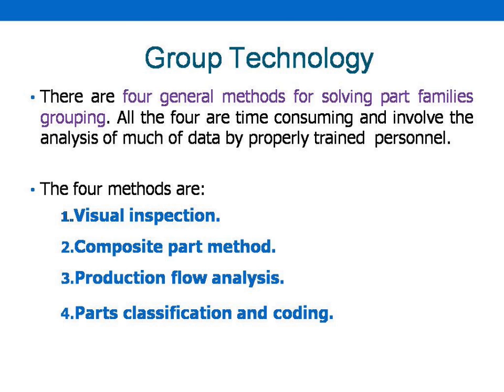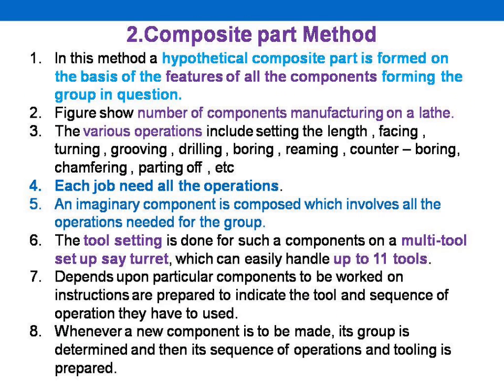As the name suggests, composite part method. So what is composite? Composite is when we use different materials and make one thing. In composite we have different materials. Similarly, now we are using different features and putting them in one. In this method, a hypothetical composite part is formed on the basis of the features of all the components in the group.